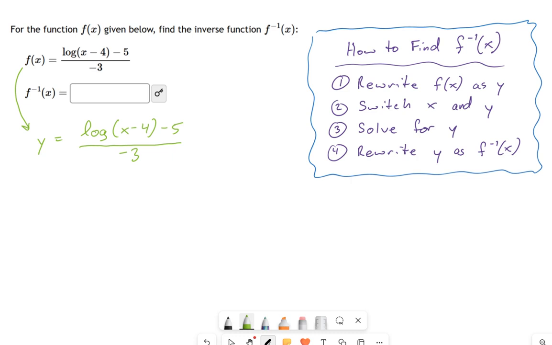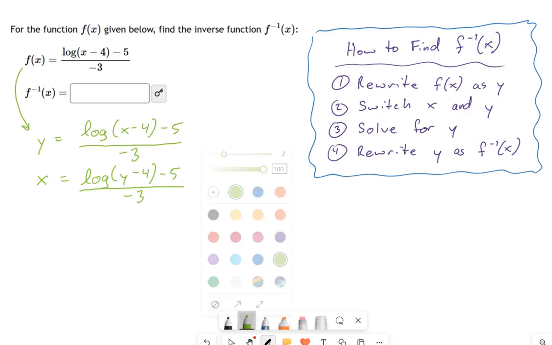Next, we switch the x and y. So you literally just switch their positions in the equation. All the x's become y's, all the y's become x's. Everything else stays exactly the same.